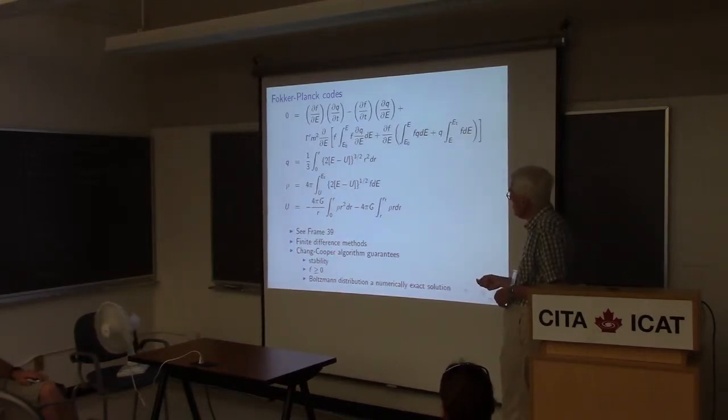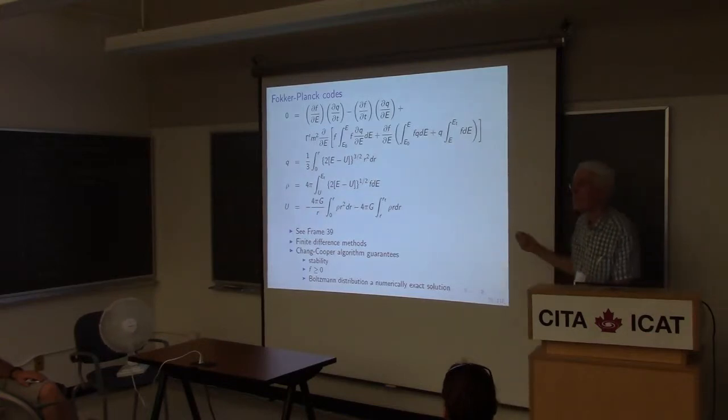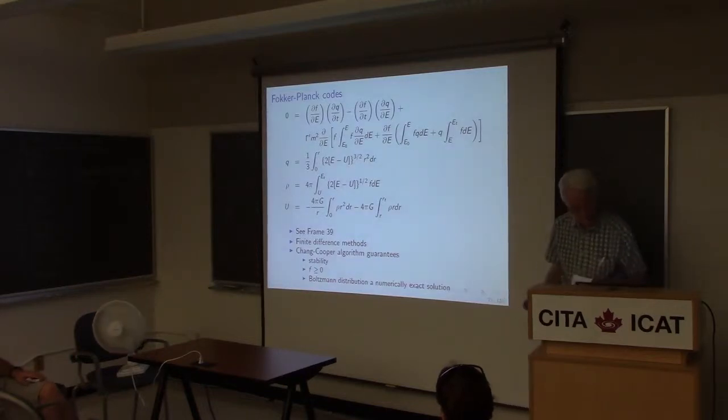There's this Chan-Cooper algorithm, which goes back a long way, which does that trick. And it assures also that you always result in a positive distribution function, which is a very good idea for a distribution function. And that can be done. And again, I don't think you can download any code for doing this. You have to find an author who's written one and ask him to let you have it.